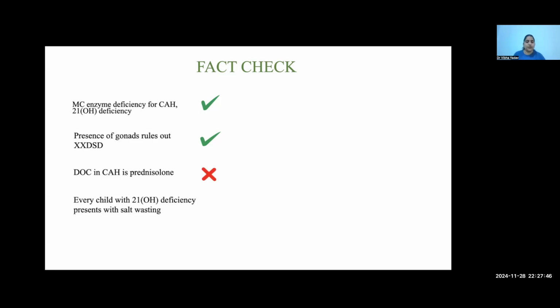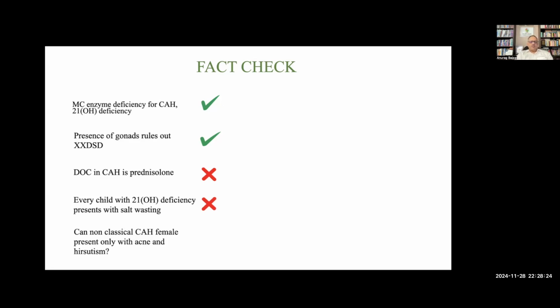Sure. Coming to the next question, does every child with 21 hydroxylase deficiency present with salt wasting or not? A very important question. We'll wait for the answers. Dr. Irshad is saying no, Dr. Sandeep is saying no, a lot of people are saying no. Yes, that's true. But what we need to remember is that most of them will have covert mineralocorticoid deficiency, and that's why you need to give mineralocorticoid even for the simple virilizing form. Otherwise, you will need a lot of hydrocortisone to manage that.